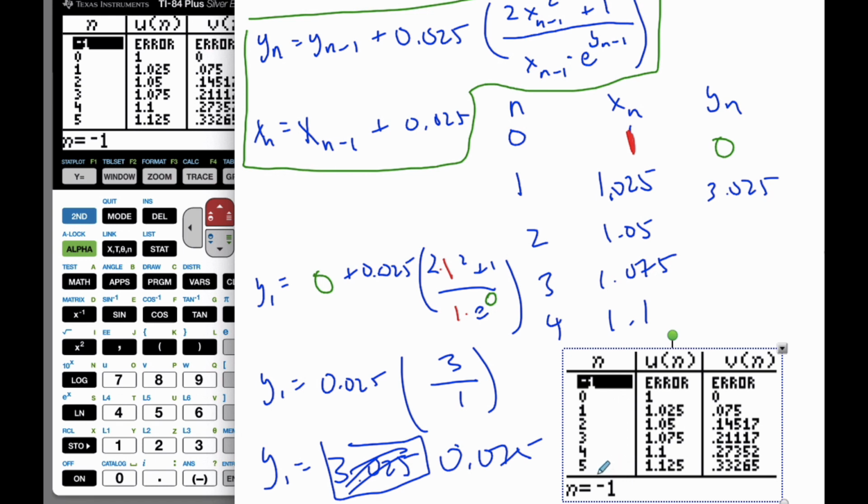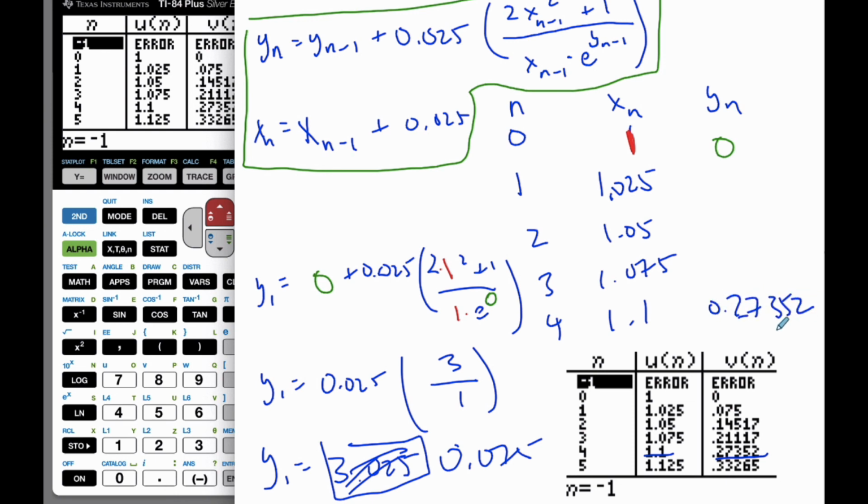And so I'm looking for 1.1, and so my value for this will be 0.27352, 0.075, and so on and so forth. And so this is the estimate when x equals 1.1.